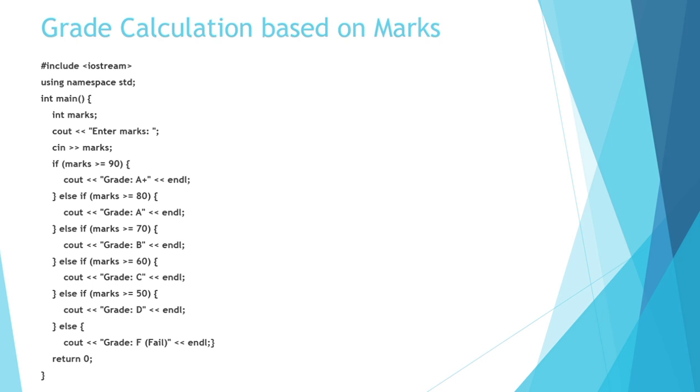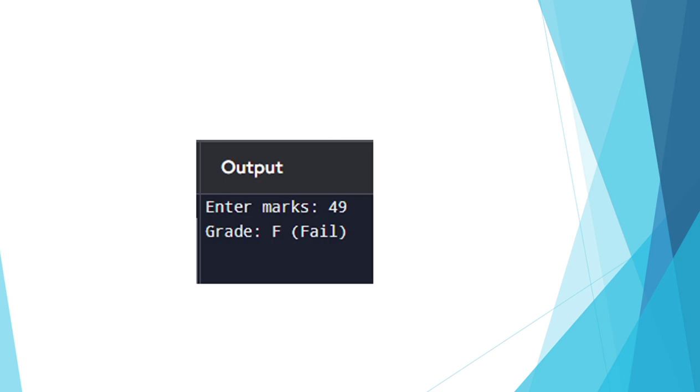Similarly, marks between 70 and 79 receive a B, marks between 60 and 69 receive a C, and marks between 50 and 59 receive a D. If the marks are below 50, the student receives a fail grade, F. The program ensures that the appropriate grade is assigned based on the input marks, making it a simple yet effective way to evaluate a student's performance. After successful execution, output will be like this.